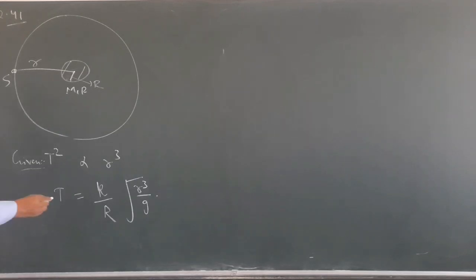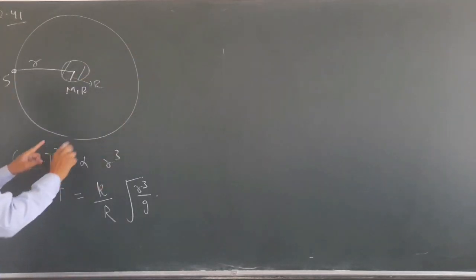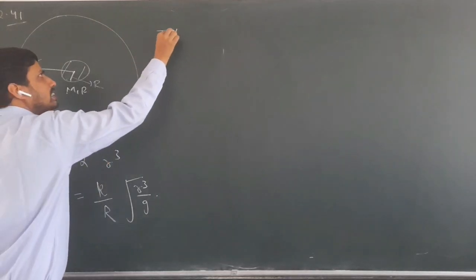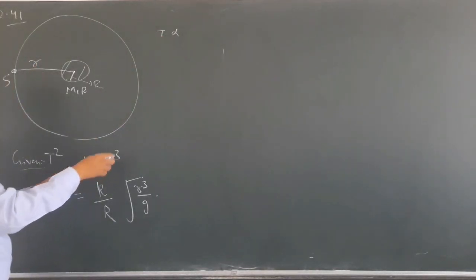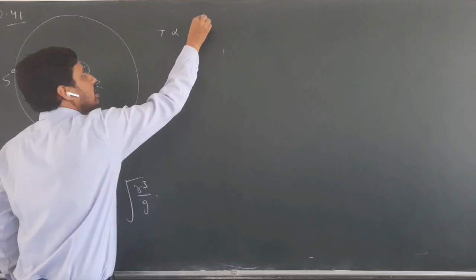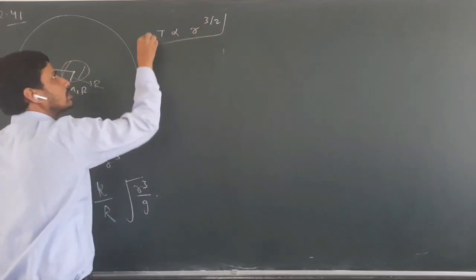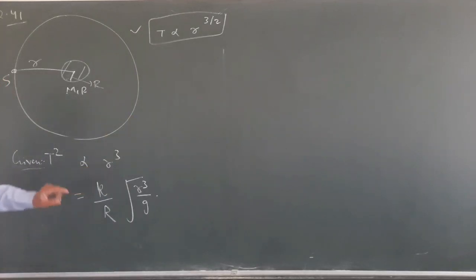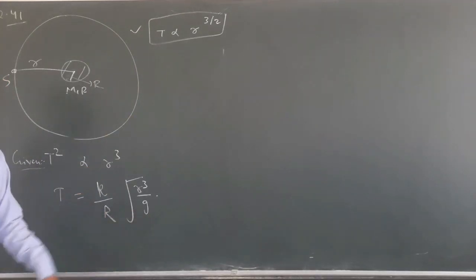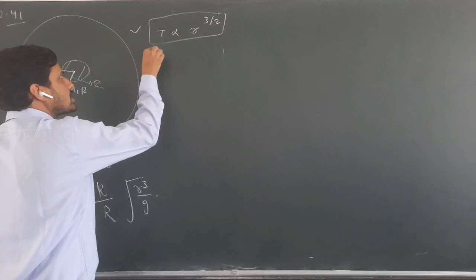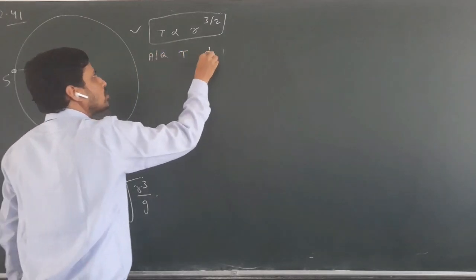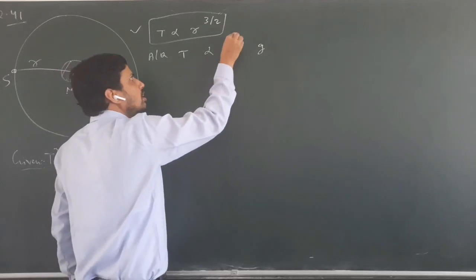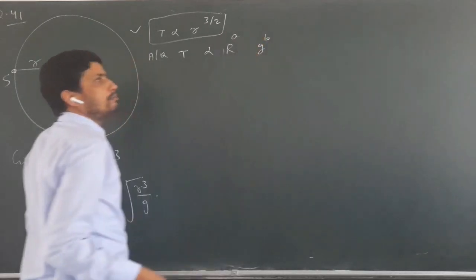So we have to obtain expression for T. From this T square proportional to r cube, first of all we can see that T will be proportional to its square root, that is r to the power 3 by 2. That is known to us. Apart from r, we need capital R and we need small g. According to question, T is also proportional to capital R and g, but to what powers we don't know. So let the powers be a and b.